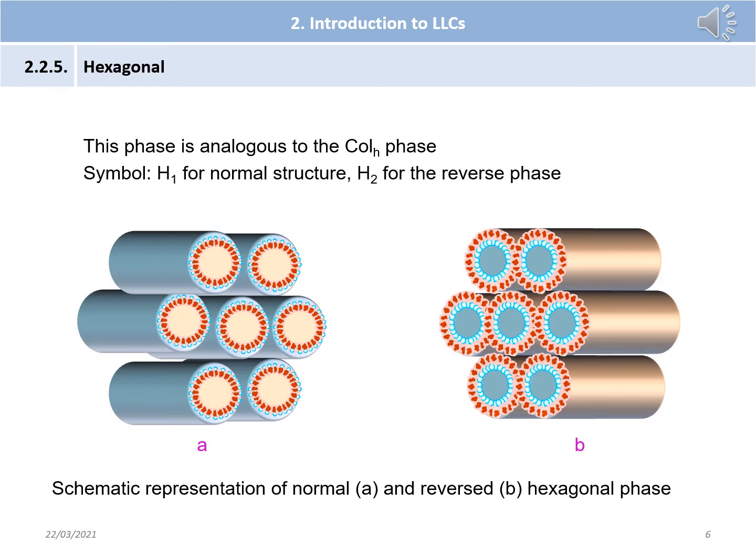Hexagonal phase or middle phase can be seen as an array of hexagonally close-packed water layers sheltered by a surfactant monolayer. This phase is analogous to the columnar phase in thermotropics. The long-range order is two-dimensional. Two types of hexagonal mesophase can be encountered: normal, symbolized H1, and reverse mesophase, symbolized H2, respectively, in aqueous and anhydrous organic solvents. The schematic representation of normal, A, and reversed, B, hexagonal phases are presented on the slide.